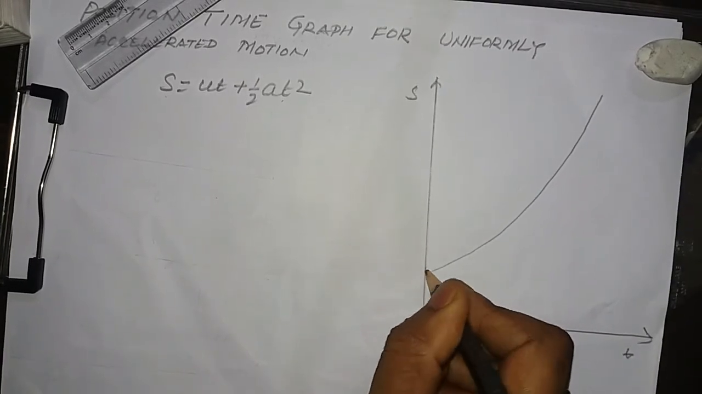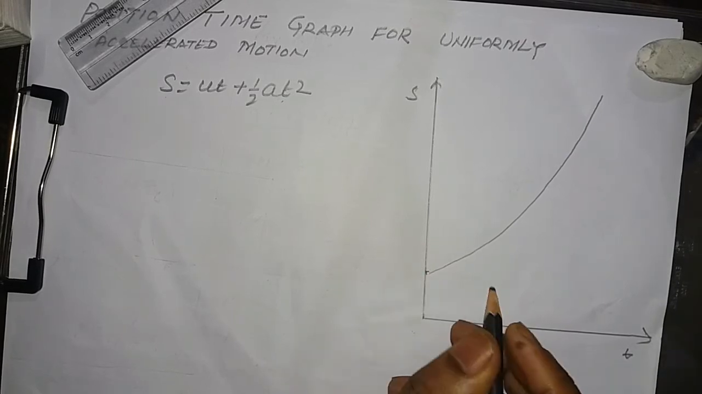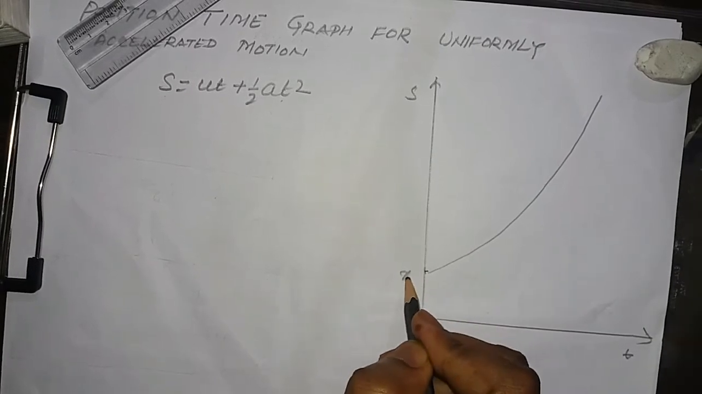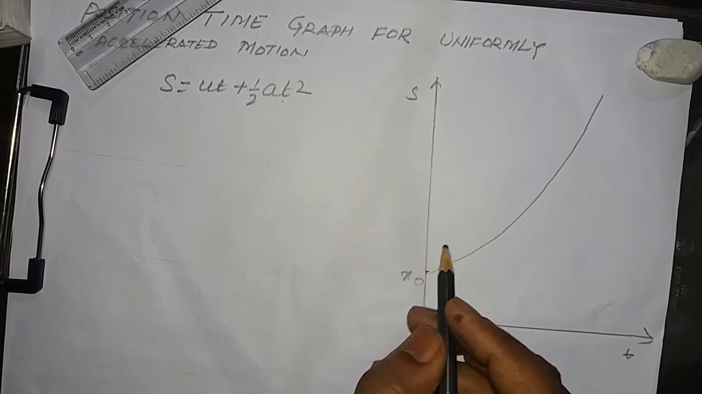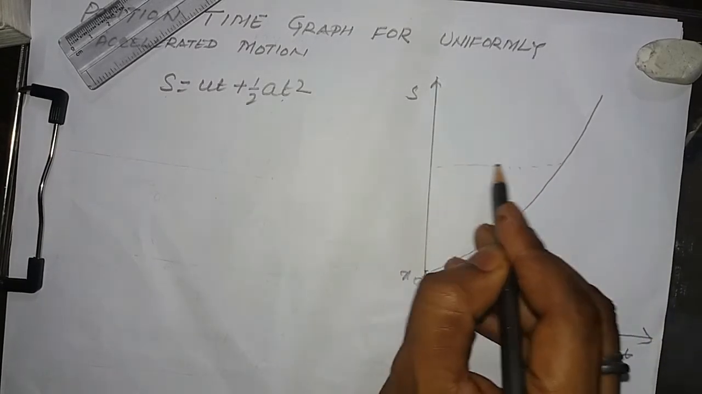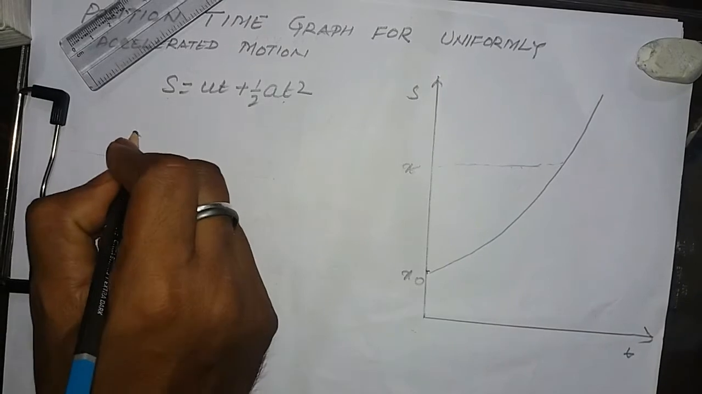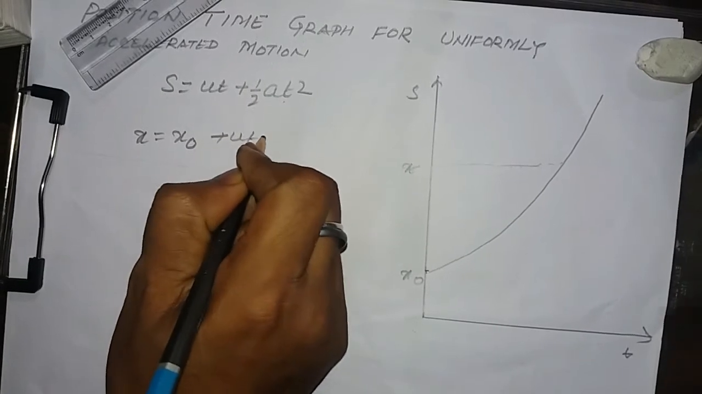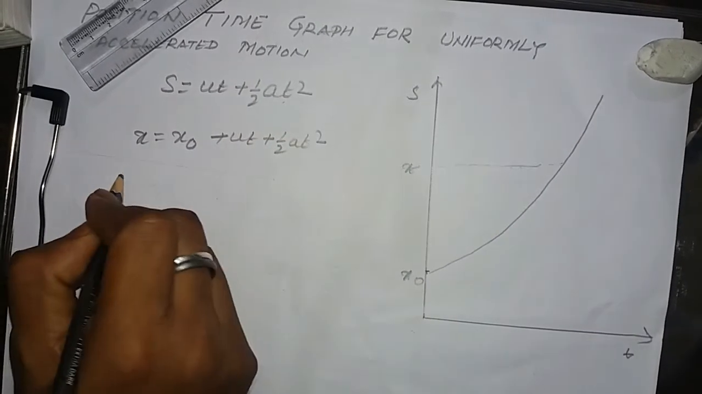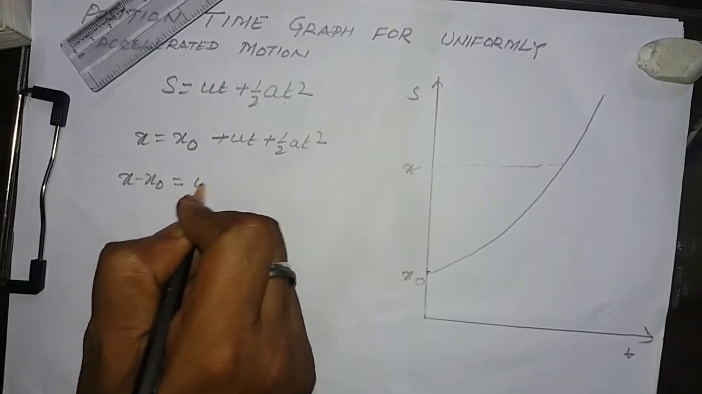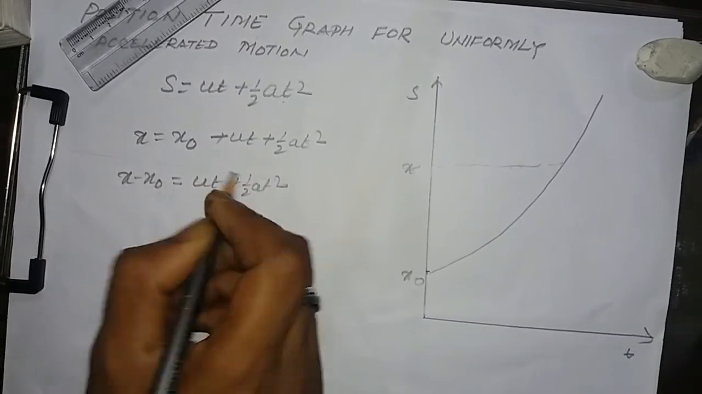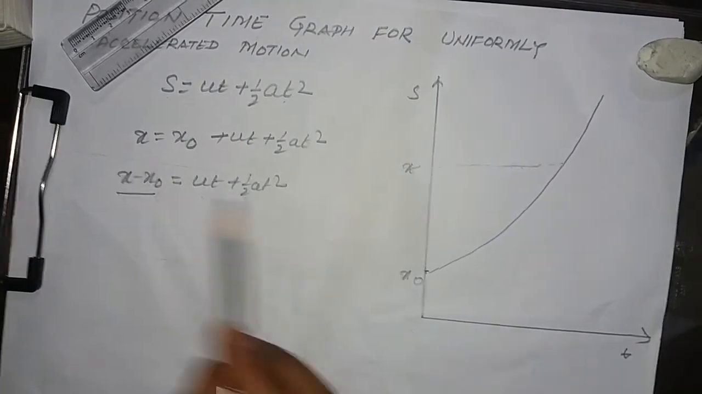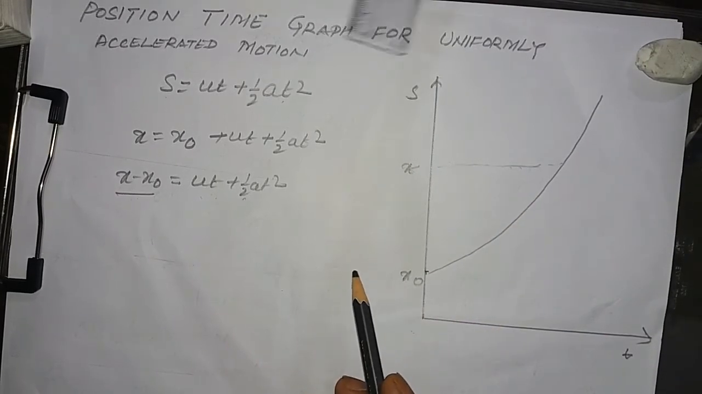This is the graph. This is x0 and this is x, and the graph is x equals x naught plus ut plus half at square, that is x minus x naught equals ut plus half at square, and this is the displacement. So displacement equals ut plus half at square. So the nature of the graph will be this one.